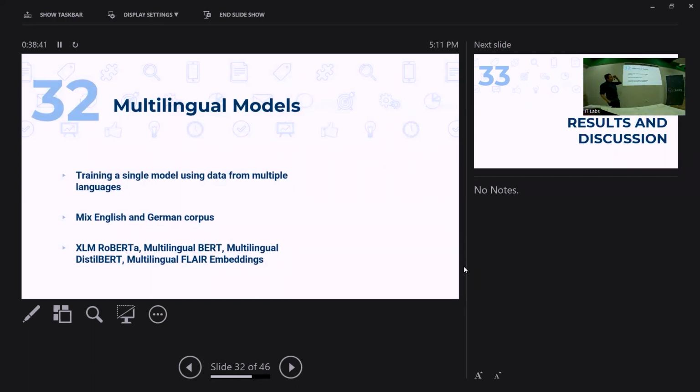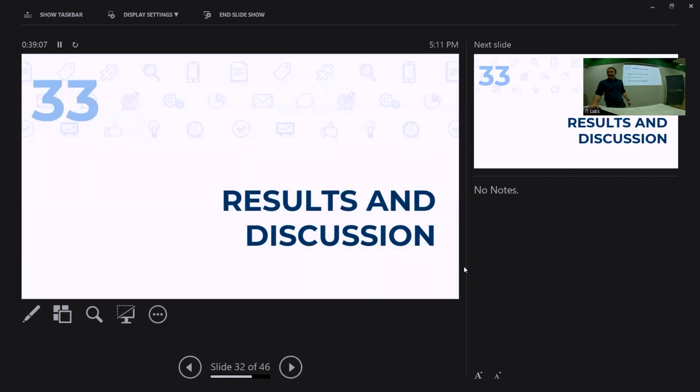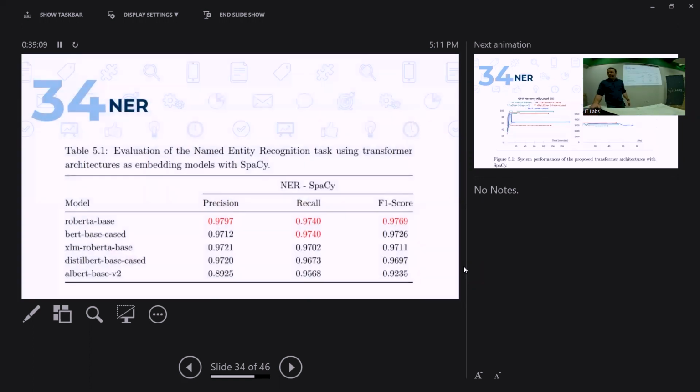Okay, as I mentioned, we didn't stick only to English. We trained a multilingual model using data from multiple languages. We used the English and German corpus, and we tried different multilingual versions, like DistilBERT multilingual, Flair embeddings multilingual. All of them spaCy uses, I mean, spaCy does not provide, but uses these transformers for multilingual, and also Facebook Flair uses a multilingual Flair simple encoder. So what do we get? I mentioned we divided the data set.